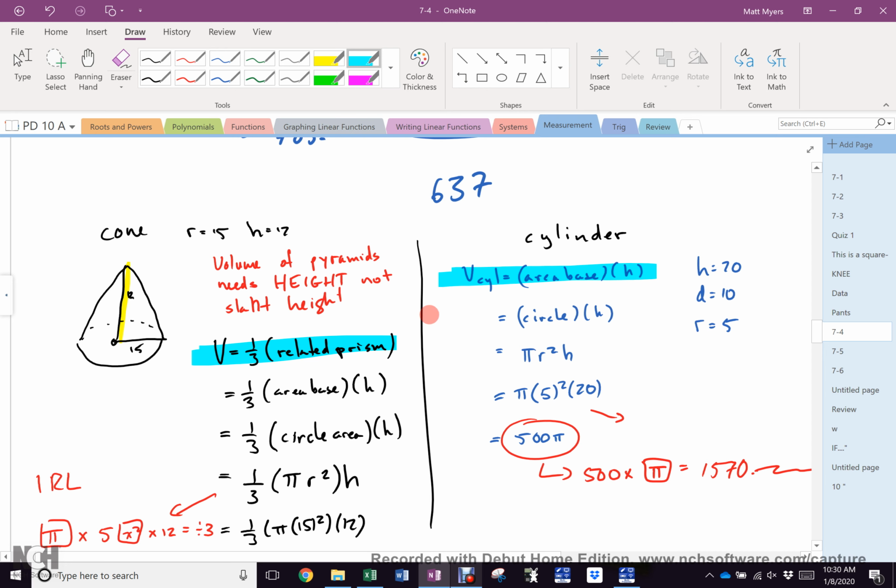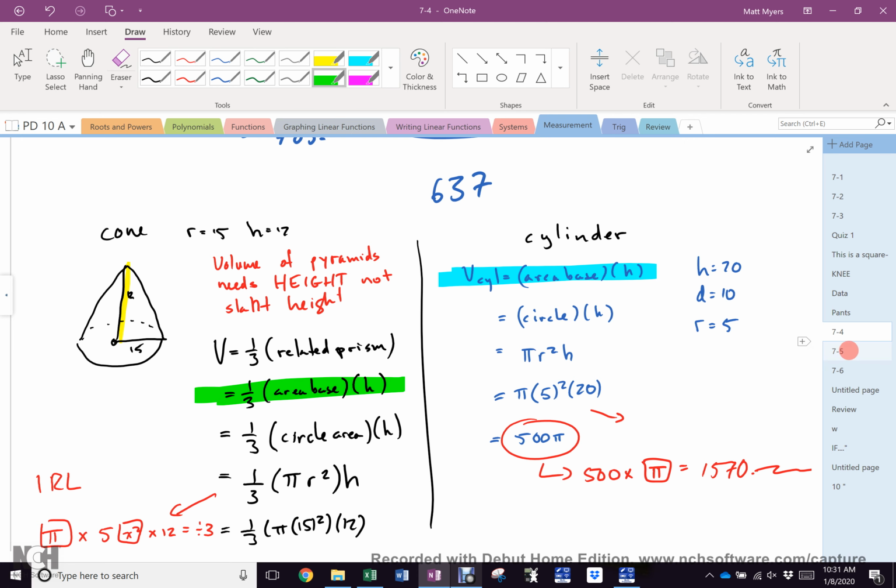Now remember, this is key. Do either one of these specify the shape of the base? No, they do not. As long as it repeats, it's the base area. Does everybody understand what I am saying?